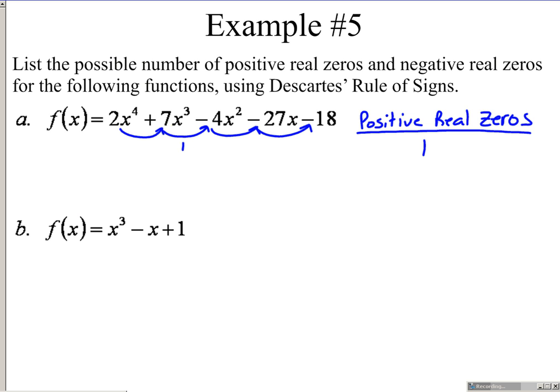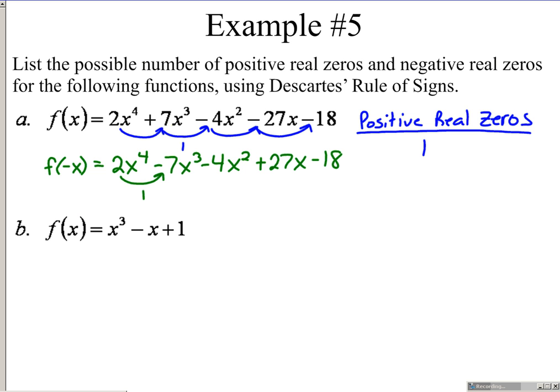For negative real zeros, we need to first evaluate f of negative x. When we put negative x into this function, every place that we have x, remember the even powered terms are going to stay the same, because when I take a negative number and raise it to an even power, it becomes positive. All of our odd powered terms are going to switch. So this is going to stay as 2x to the 4th minus 7x cubed minus 4x squared plus 27x minus 18.